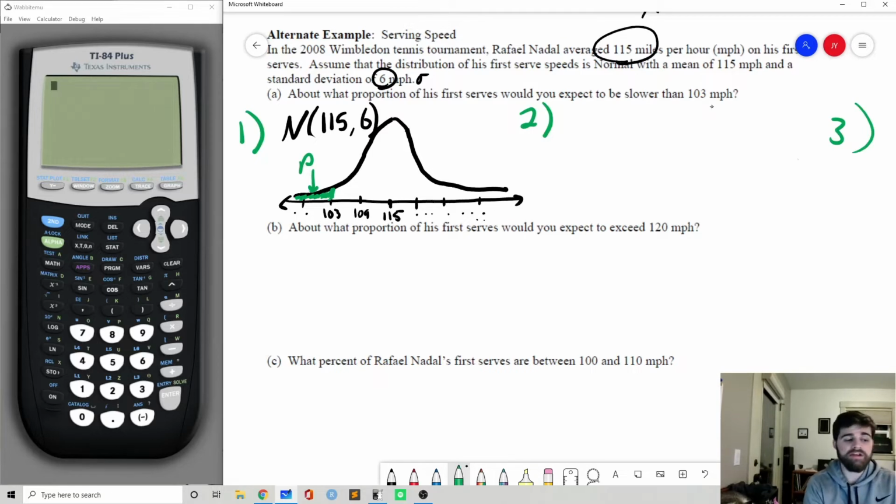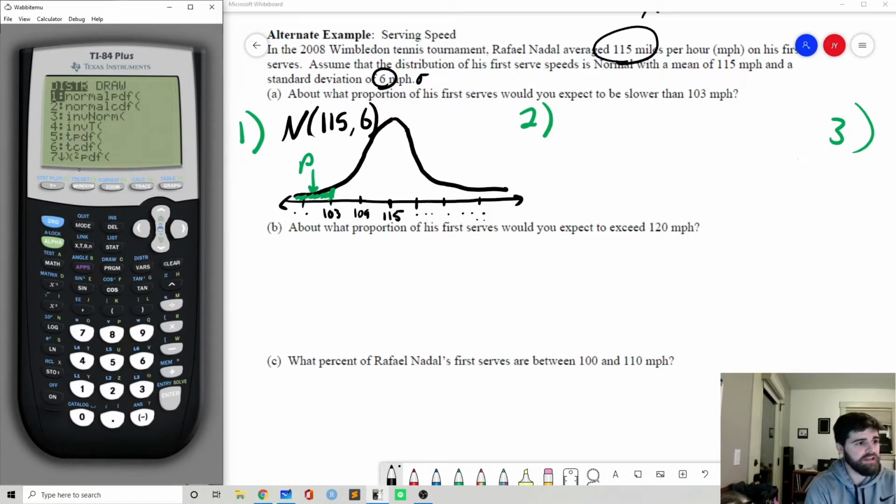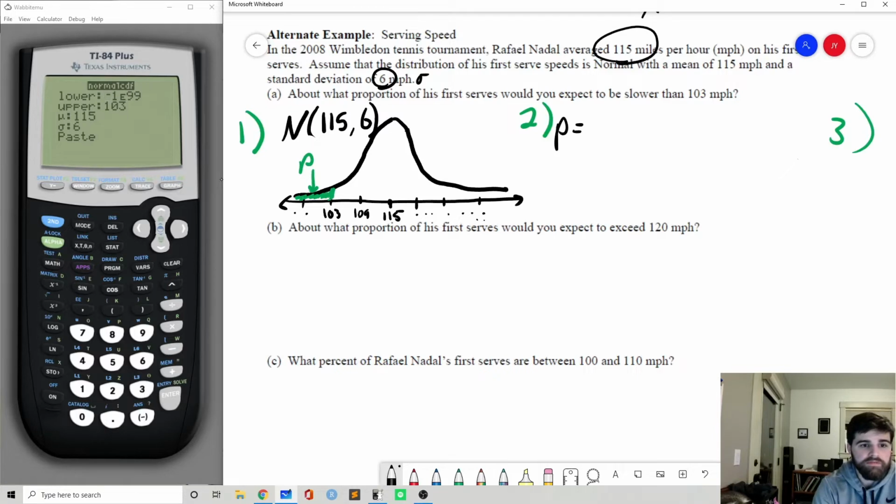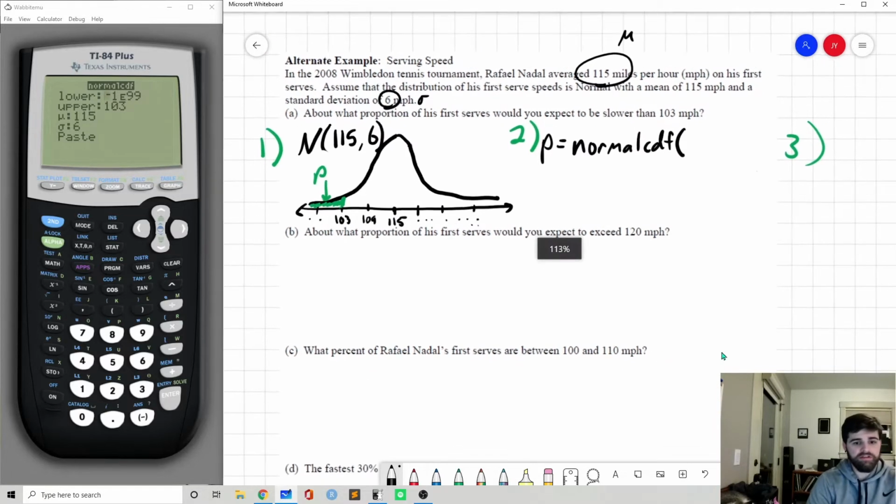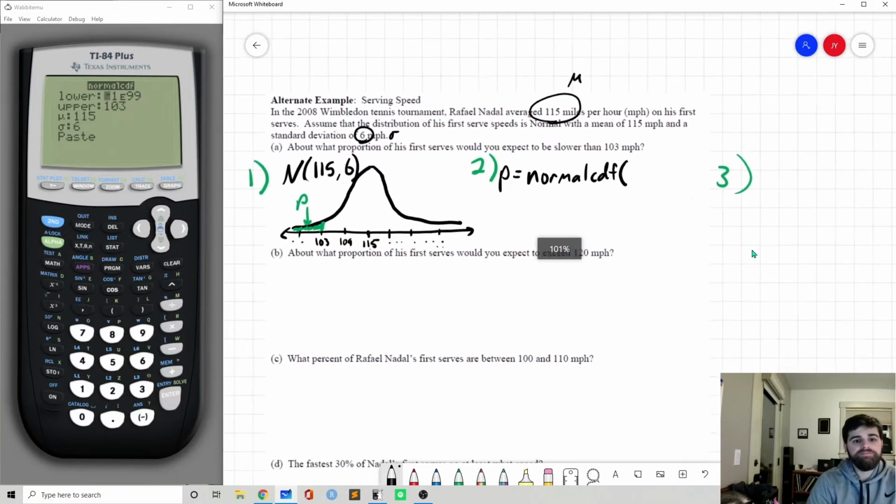Okay, next we gotta actually do our calculations, and we are gonna use the calculator here, but we're still gonna have to show some work. So what I'm gonna do is use Normalcdf in my calculator. So that's second distribution, Normalcdf. And then I'm gonna have to put in some information. On my work here, what I'm gonna do is actually write it out. So this does count as showing your work.